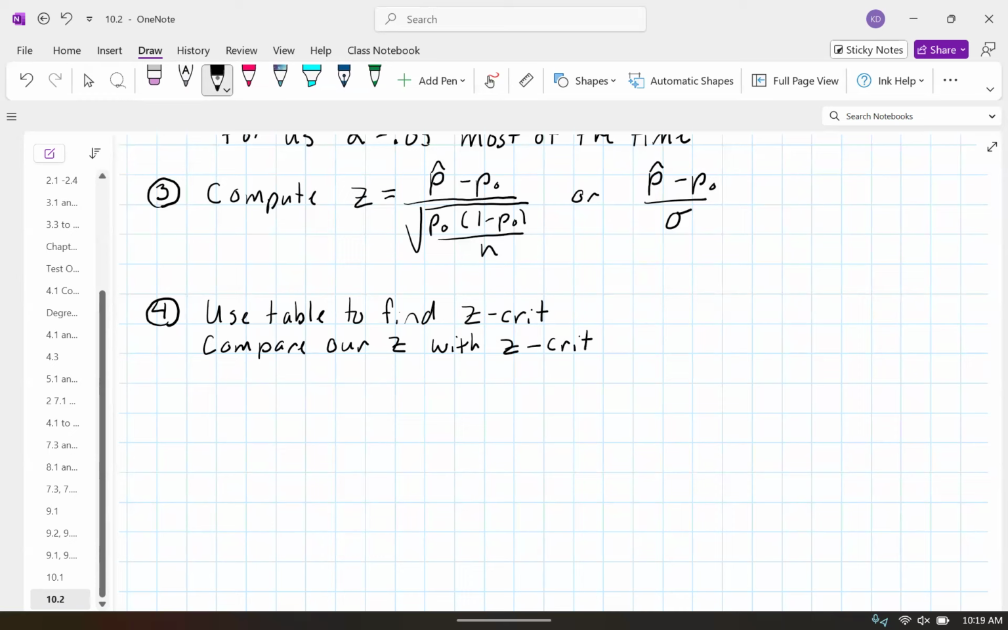Your Z-crit can be positive or negative. It's going to depend on what our Z value is. If our Z value is positive, we'll use the positive Z-crit. If it's negative, we flip it around and use it negative because we just need to be farther away from the mean. And finally, state conclusion. And our conclusion should be, did we fail to reject the null or did we reject the null?